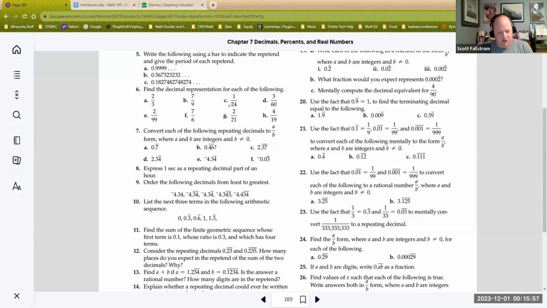You can do it with long division. You can do it without long division. It's totally up to you. So you have options on kind of how you're doing it.